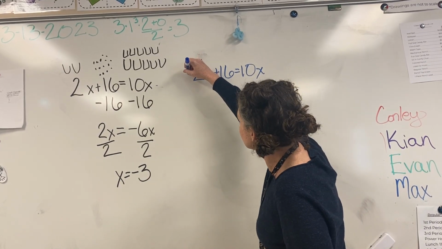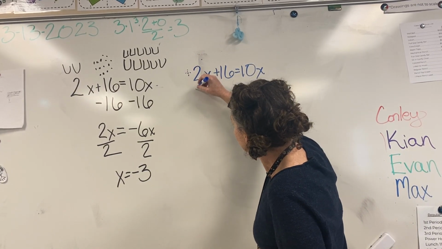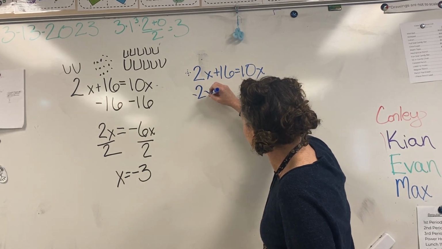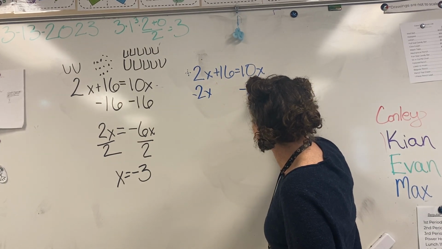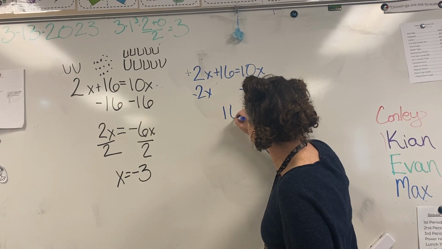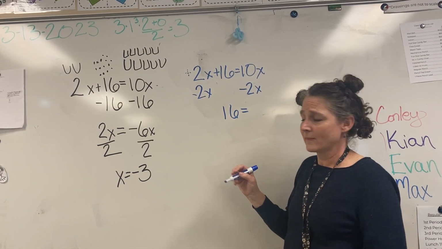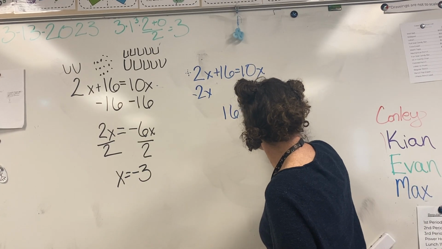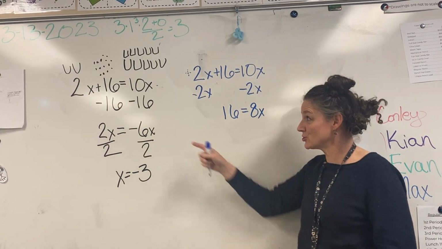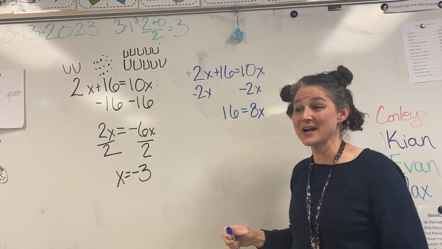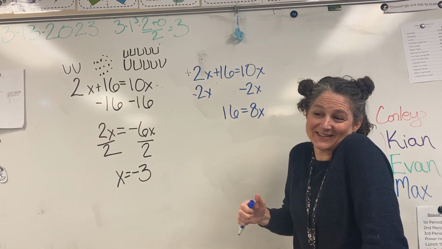Remember, there's an invisible plus sign over here, okay? So we've got minus 2x, and that gives me 16 equals, what's 10 minus 2? 8. 8x. Did you get this one wrong, Gideon? Yeah. Yeah, you and actually everybody else. This is why we're doing this.